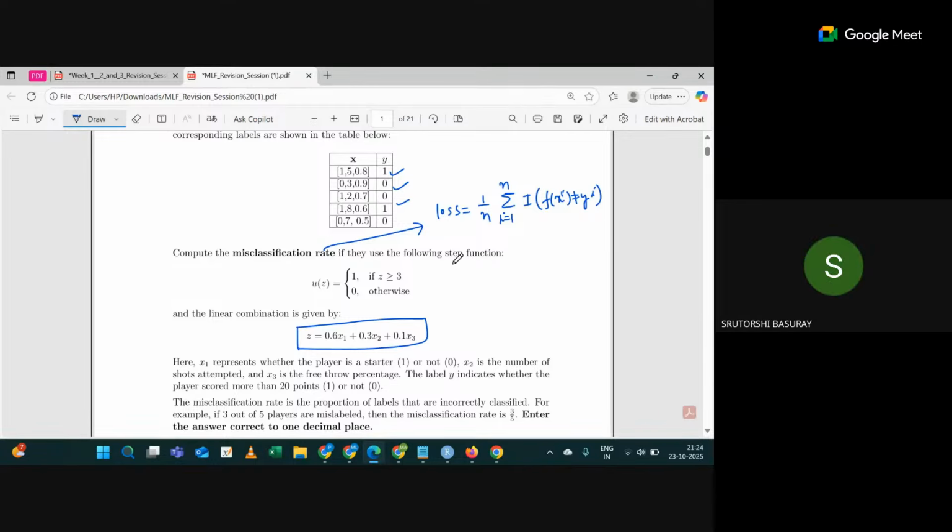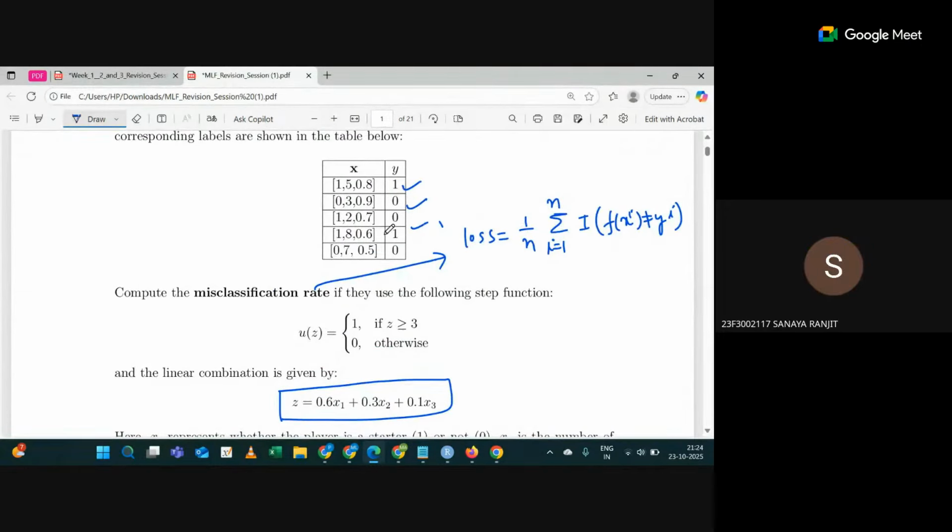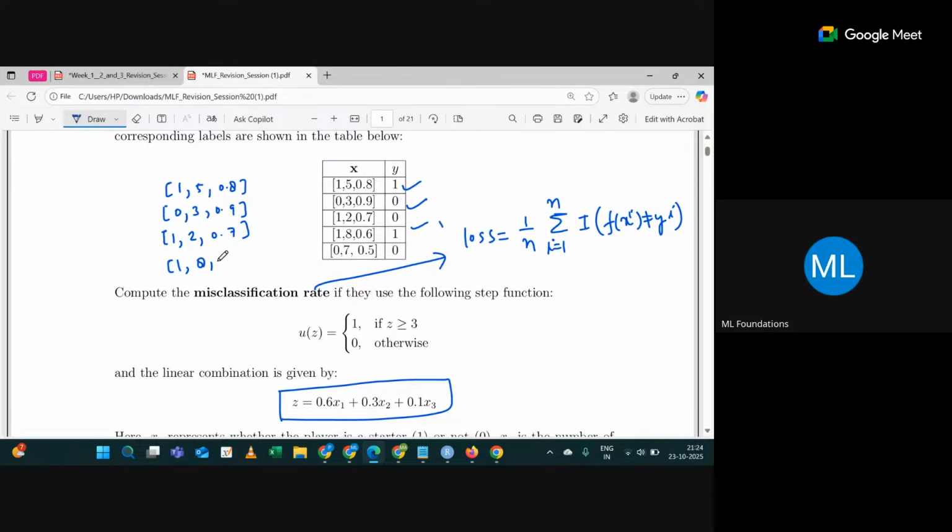I have a question. It's supposed to be three variables in X, but I can only see two. It's 1, 5, 0.8. Is it not visible to all of you? Actually, there is an issue of space. So the next is 0, 3, 0.9. I have written it here, you can take it from here. Then 1, 2.7, the next is 1, 8.6, and the next is 0, 7.5.